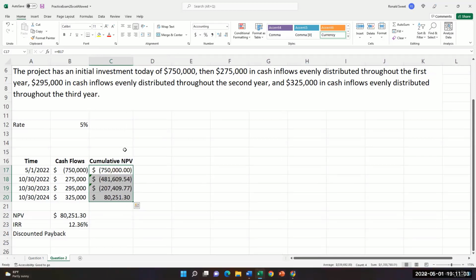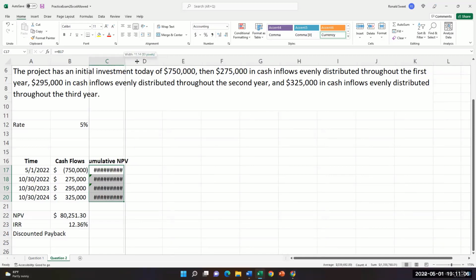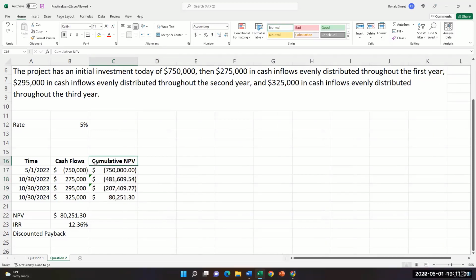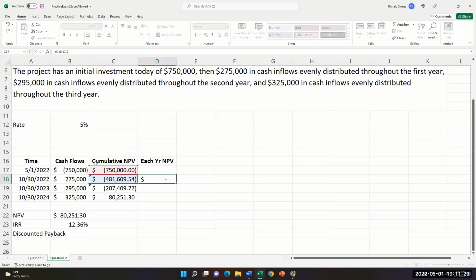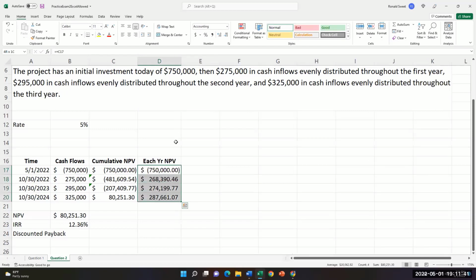And don't turn in your exam like this. Irritates me when I see that. You always want to turn in stuff that looks professional, so don't go so fast. And then each year, I forget what I called it, net present value. So there you just take the current minus the previous. Copy that down. The sum of that should equal your net present value, and it does. So there you got it.